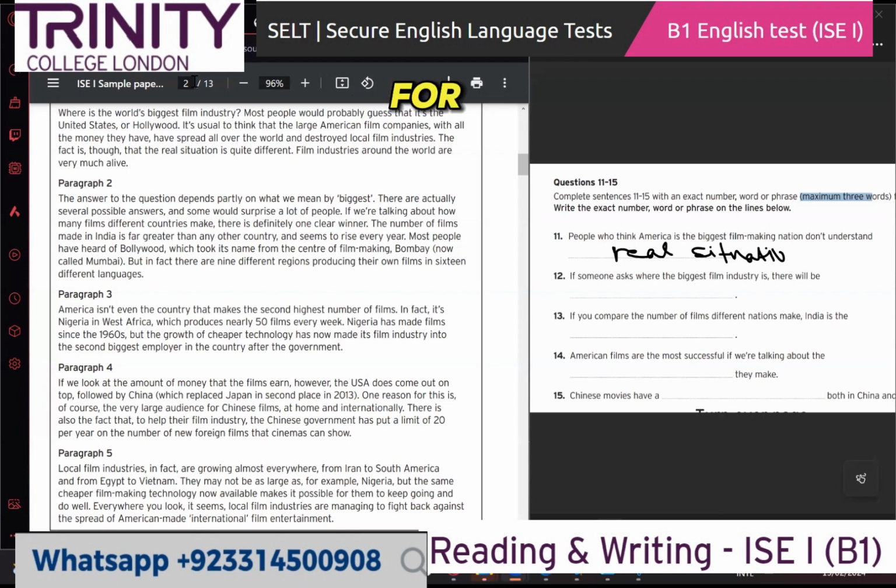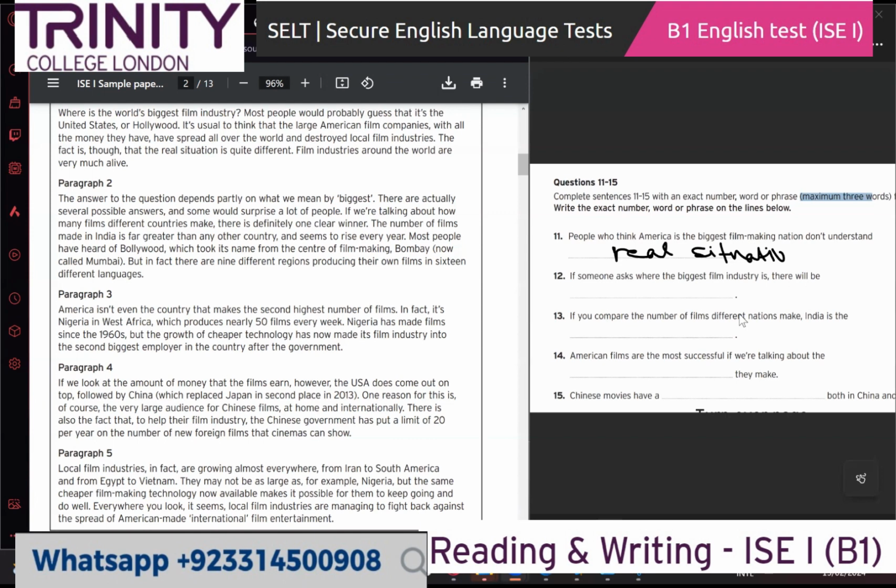So what's your answer for 12 and why do you think that's the answer? Okay, 12 is Bombay. No, sir. If someone asks where the biggest film industry is, there will be a blank. Read paragraph 2. The answer is mentioned in paragraph 2, top two lines.